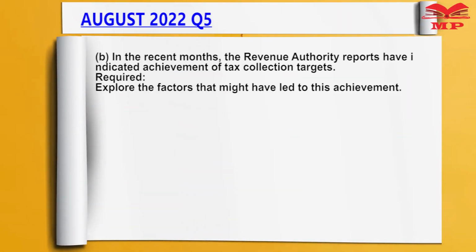Part B of the question is still a theory question. In the recent months, the Revenue Authority reports have indicated achievement of tax collection targets. Explore the factors that might have led to this achievement, for 4 marks.